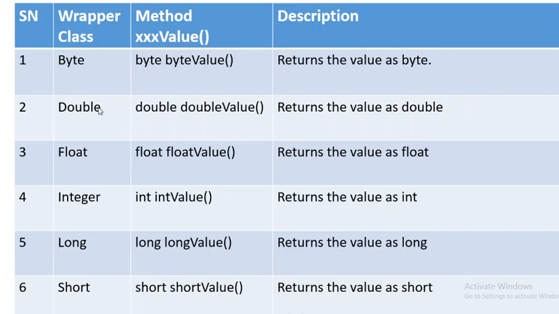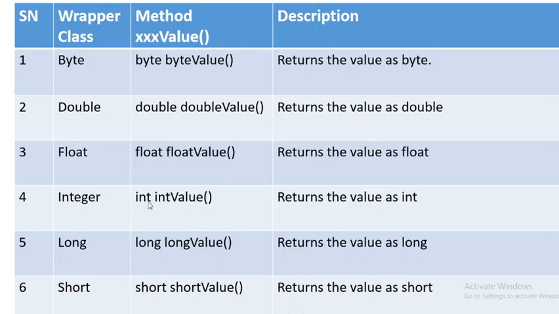Second, double. So the wrapper class is double, so it is double value and the return type is double. So it returns the value as double. Float, the name of the method will be float value. Triple x is replaced by float now. So whatever object you are using, that is an object of the float class, you will use to call this method, and this object value will be converted into the equivalent float after execution of this method. Return type is float, returns the value as float.